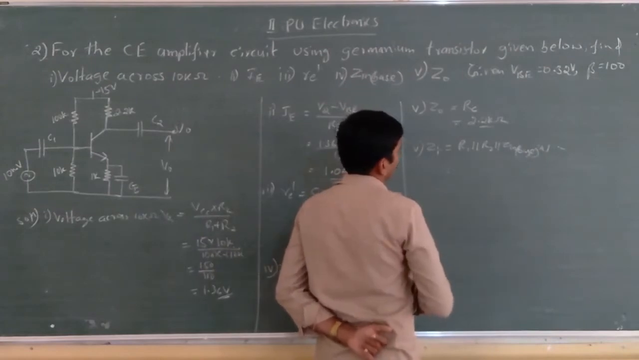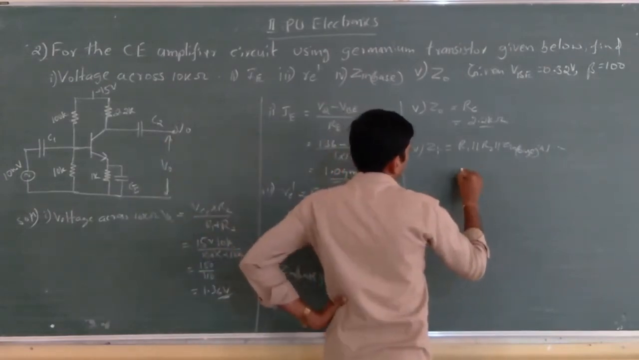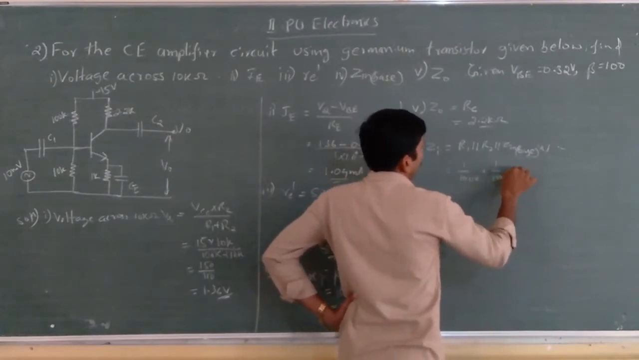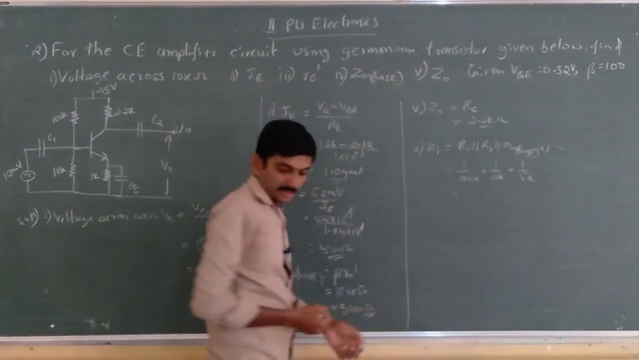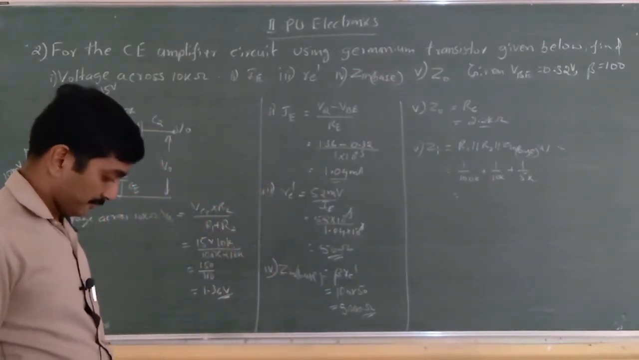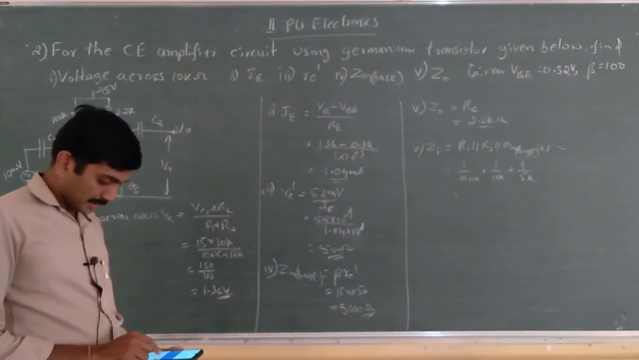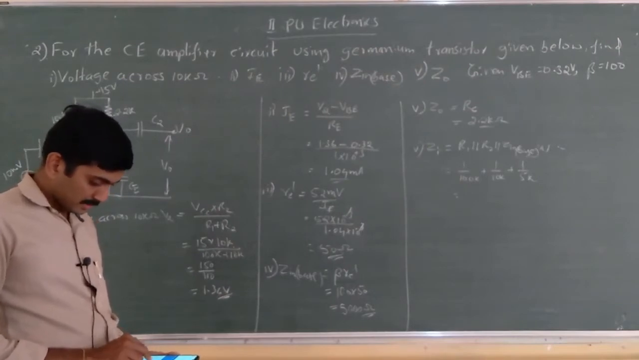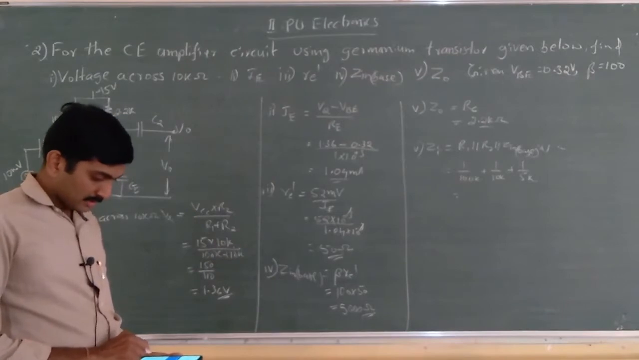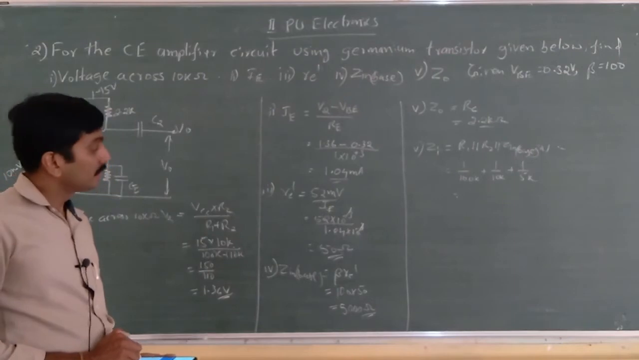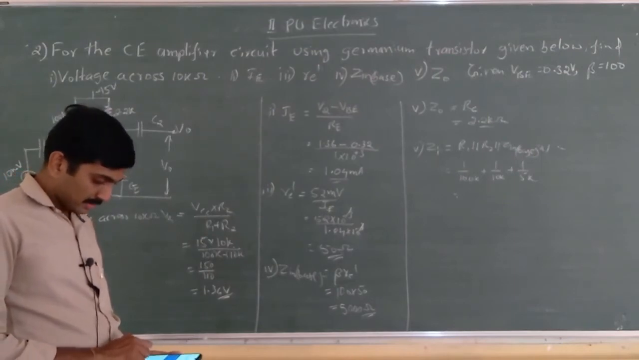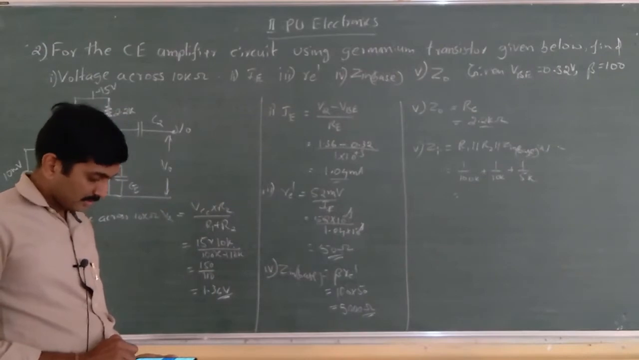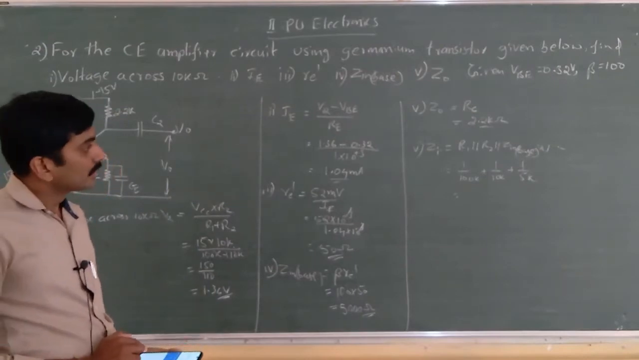So, how do you calculate R1 parallel R2 parallel Z in base? All values are given here. One is 100 K. So, it is 1 by 100 K plus 1 by 10 K plus 1 by 5 K. Say, calculate the values: 1 by 100 K, 1 divided by 100 K plus 1 divided by 10 K plus 1 divided by 5 K. Okay.